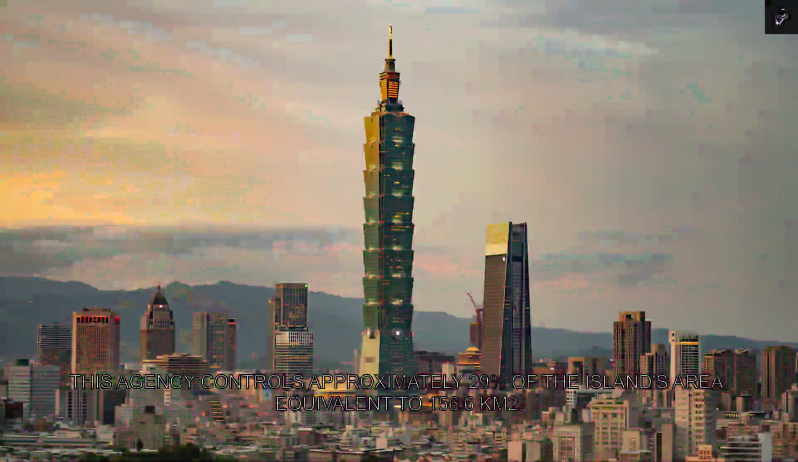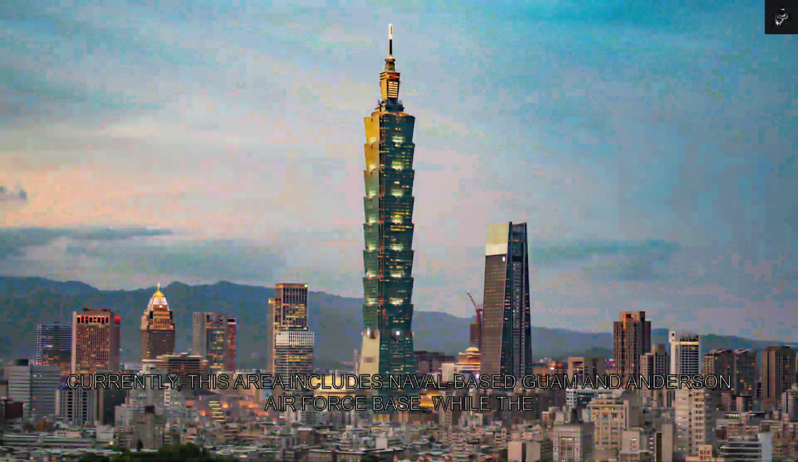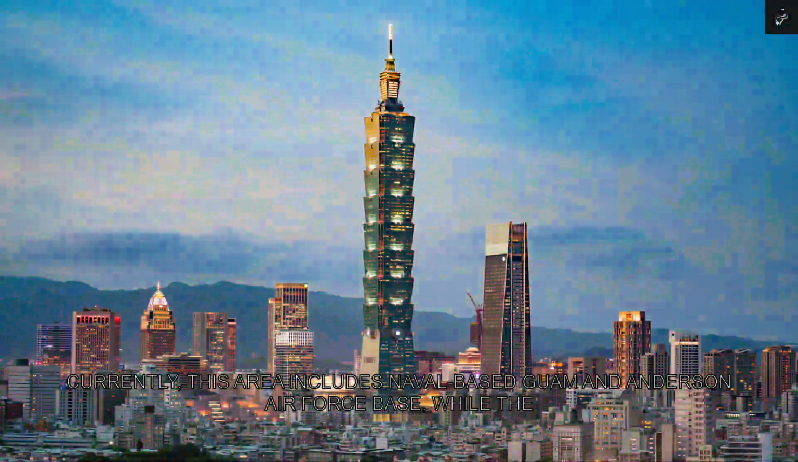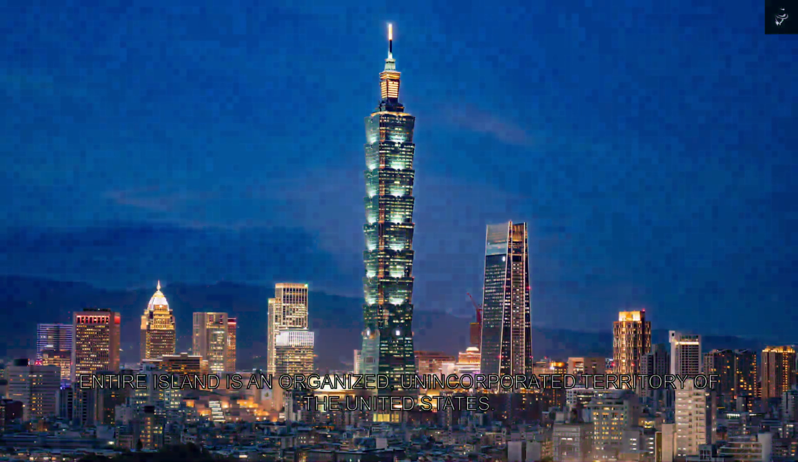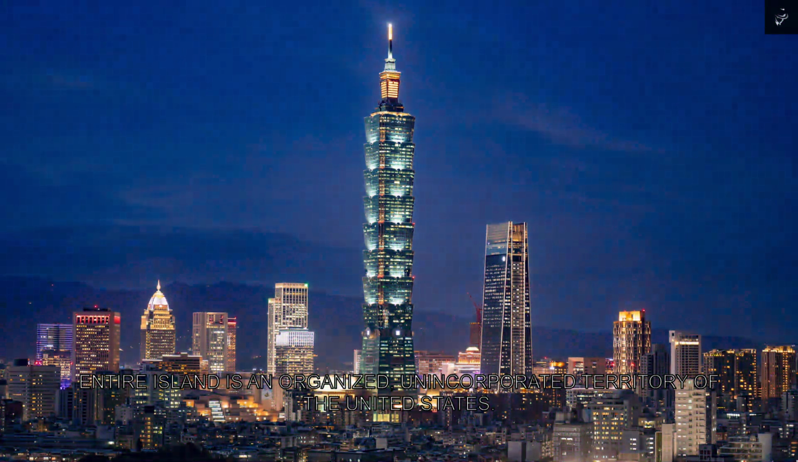This agency controls approximately 29% of the island's area, equivalent to 156.6 square kilometers. Currently, this area includes Naval Base Guam and Andersen Air Force Base, while the entire island is an organized, unincorporated territory of the United States.